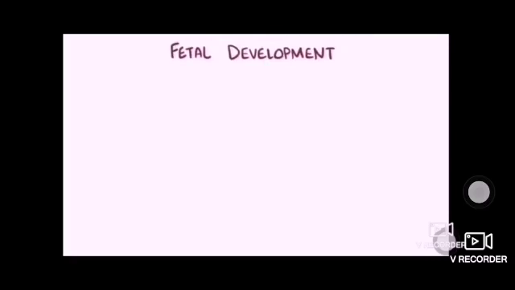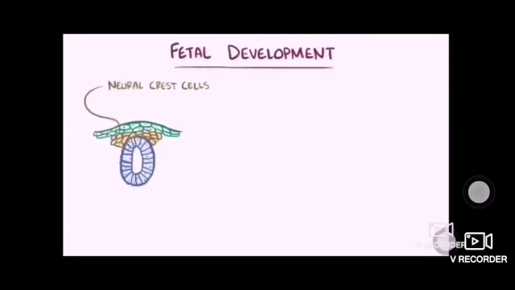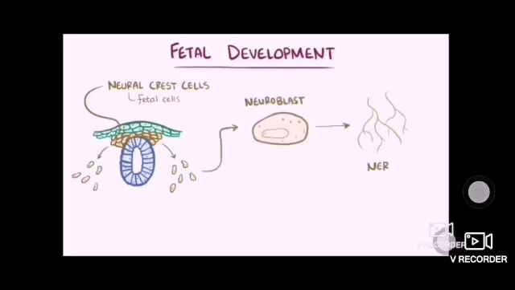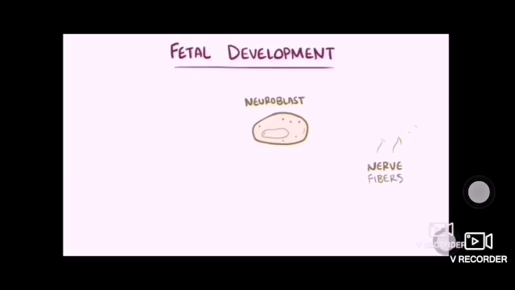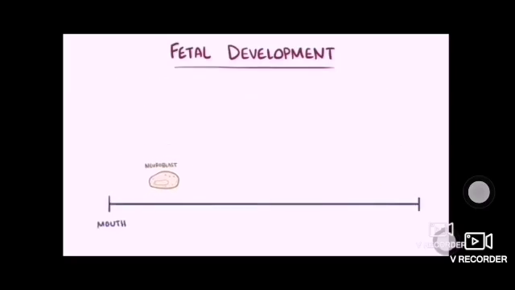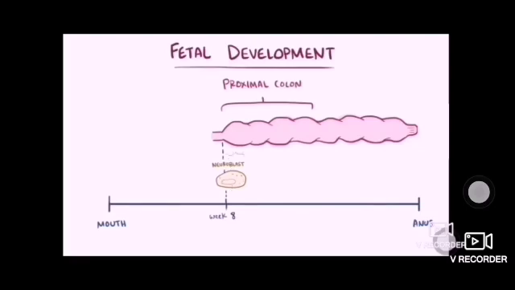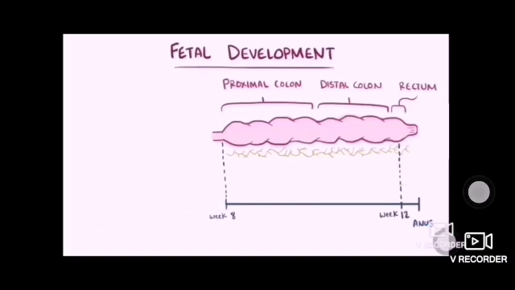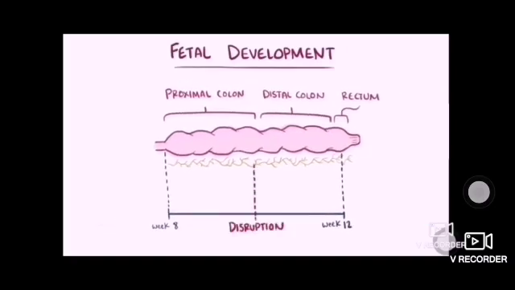Why is that? Well, during fetal development, there are these cells called neural crest cells, which are basically a group of fetal cells that migrate away and differentiate into a variety of different cell types. In this case, some of them become neuroblasts, and eventually the nerve fibers of the plexuses in the gut. Starting from the mouth, the neuroblasts start migrating toward the anus. Around week 8 of development, the neuroblasts get to the proximal colon of the gut, and then they pass through the distal colon, and around week 12 they finally reach the rectum. A disruption of this neuroblast journey in this time window means that the nerve fibers don't develop in the rectum and parts of the colon.